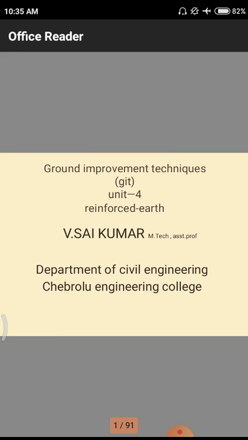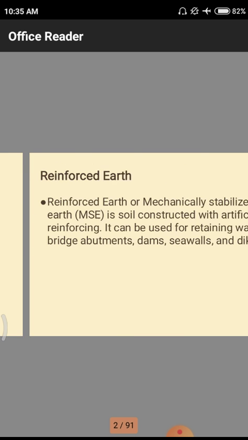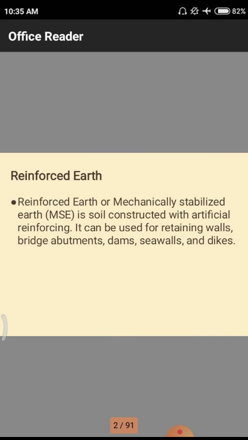Today's topic is related to ground improvement techniques. In the previous class, we discussed different images, that means we elaborately discussed different images about these ground improvement techniques. But in today's class, we have to go for a detailed explanation and different concepts in reinforced earth.